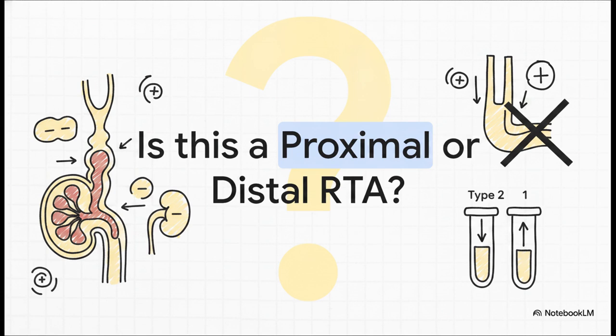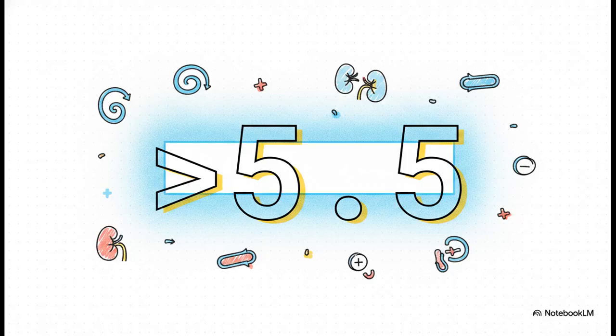Let's see if you really know your nephron geography. Make your call. The labs return a urine pH stubbornly stuck at greater than 5.5 alongside a positive urine anion gap. That totally locks in the diagnosis of distal type 1 RTA. Even in the face of severe systemic acidosis, these kidneys just cannot drop the urine pH.